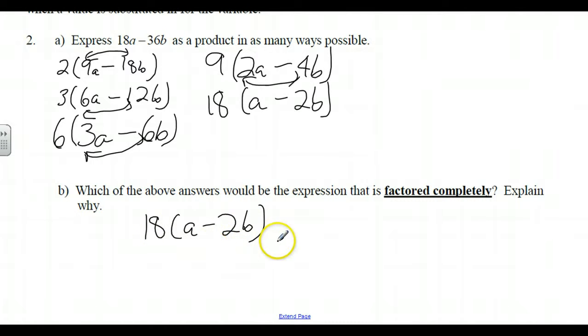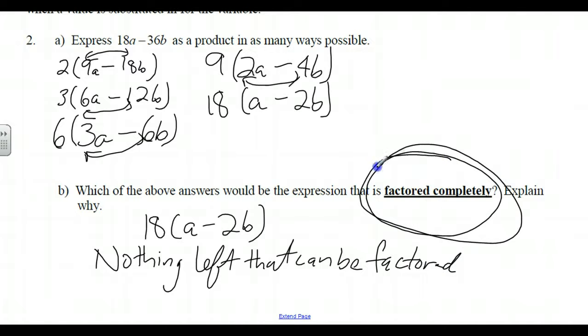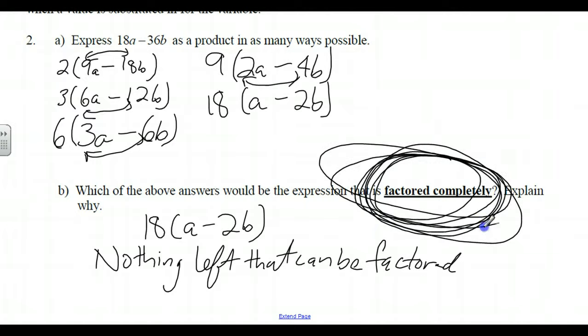Explain why there is nothing left that can be factored. And that's what we mean by factored fully. And as a matter of fact, whenever you see the word factor, this is what it means. It means factored completely. Whether we say it or not, when you see factor, it must be factored completely.